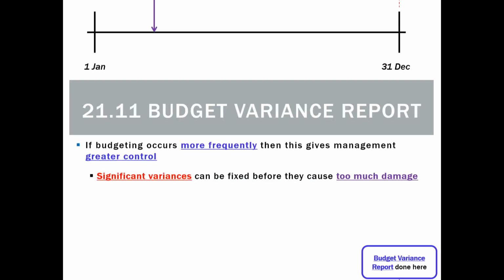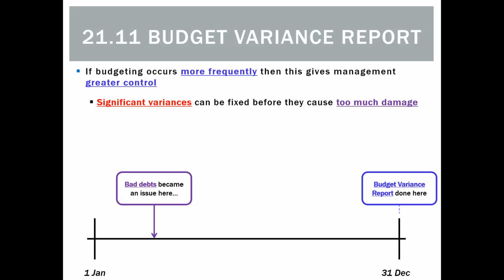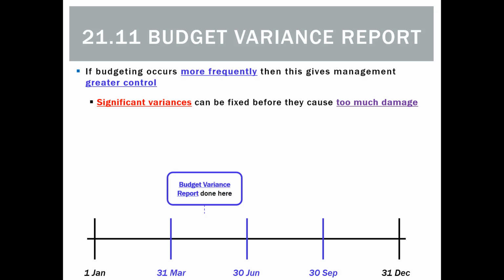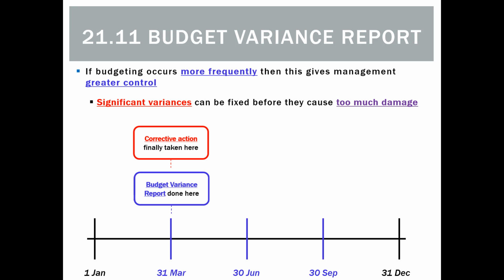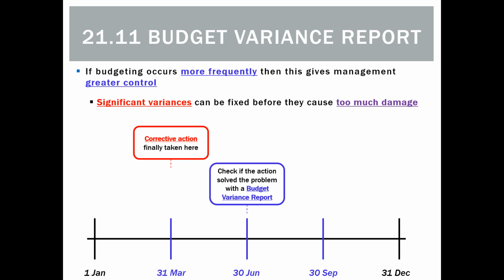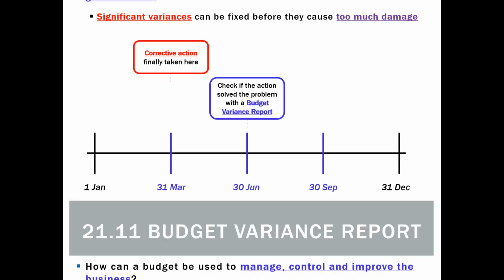So what we'd be better off doing is, if bad debts are a problem back here, doing a budget variance report more frequently. So if we did a budget variance report after March, we'd be able to identify any problems such as bad debts, and most importantly, take corrective action, and that way we'd be able to fix it in time for the end of the next period at the end of the 30th of June. So we should always do budget variance reports as frequently as possible.